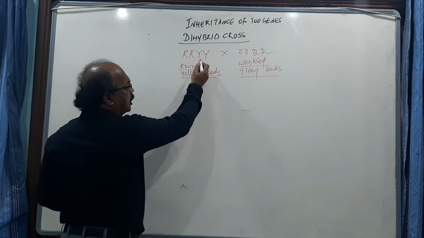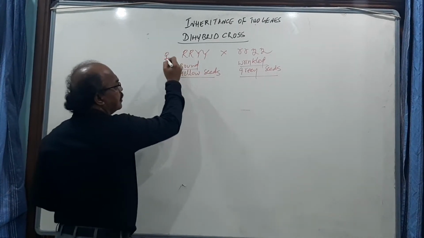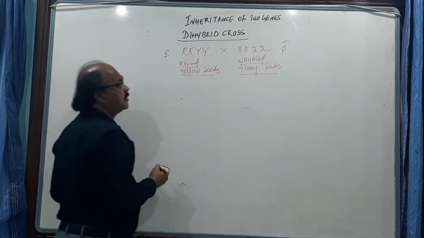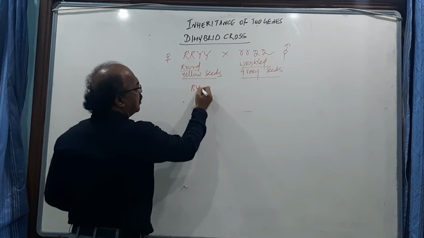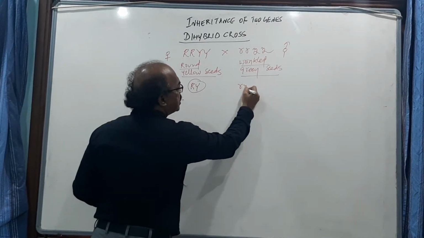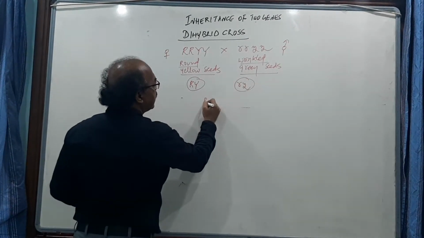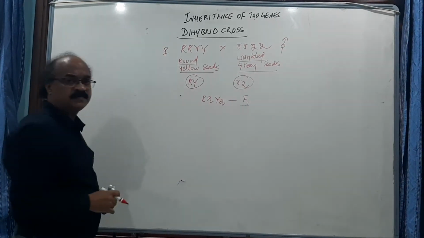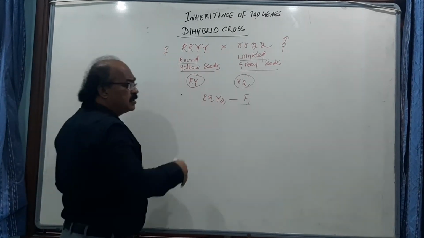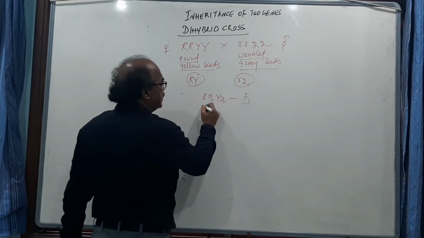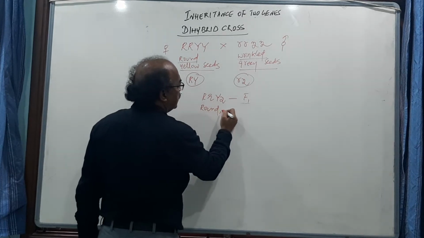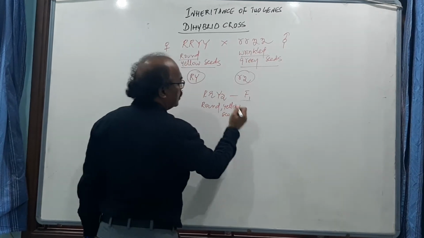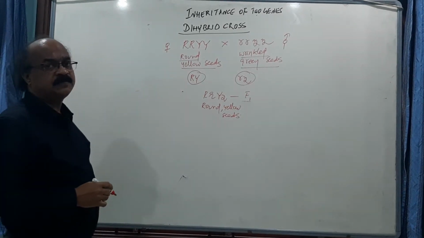Round yellow seeds, wrinkled green seeds. Capital R, capital Y is a gamete. Small r, small y is a gamete. Capital R, capital Y, small r, small y is the F1. In the F1, the dominant characters are expressed. They are round yellow seeds. You got round yellow seeds.